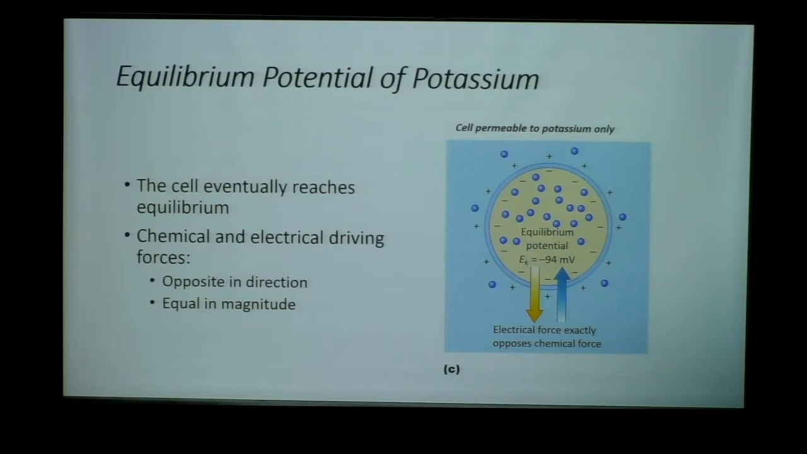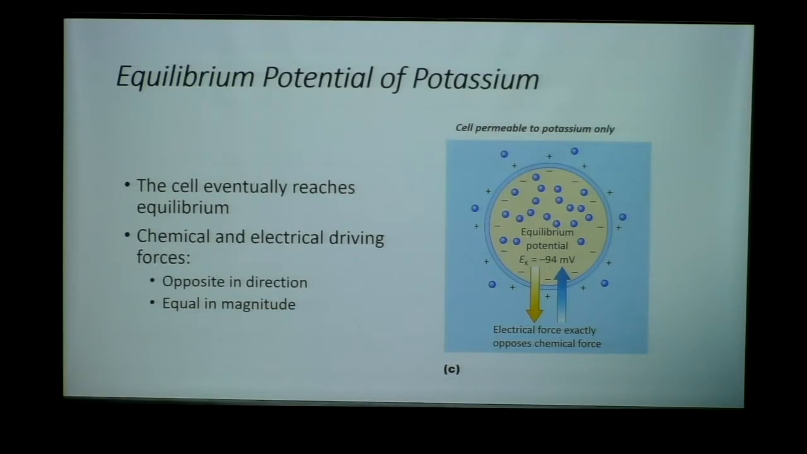All right, so eventually the cell gets to equilibrium. This is how we get to potassium's equilibrium potential. We have potassium trying to leave the cell because of its chemical force, and also trying to enter the cell because of its electrical force. And when this ion finally gets to equilibrium, what is happening at equilibrium? We should know this. In terms of the net movement of potassium, there's no net movement of potassium.